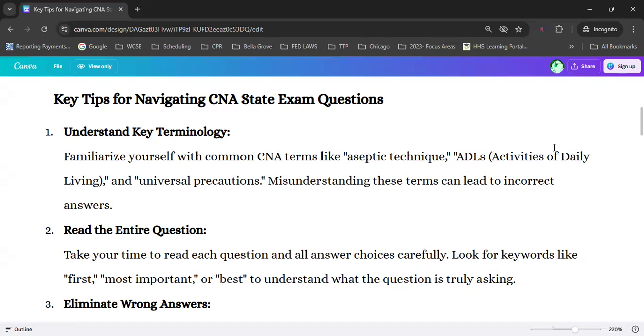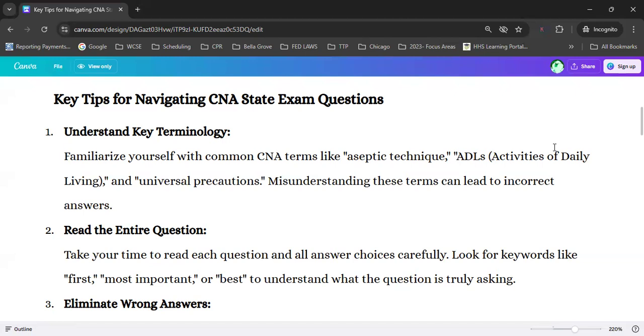But when we think about aseptic, we also want to think about that you're doing certain things. You're incorporating gloves, hand washing, things of that nature to prevent the spread of germs. So if you didn't know what aseptic meant, for instance, you may be stumped on a question.